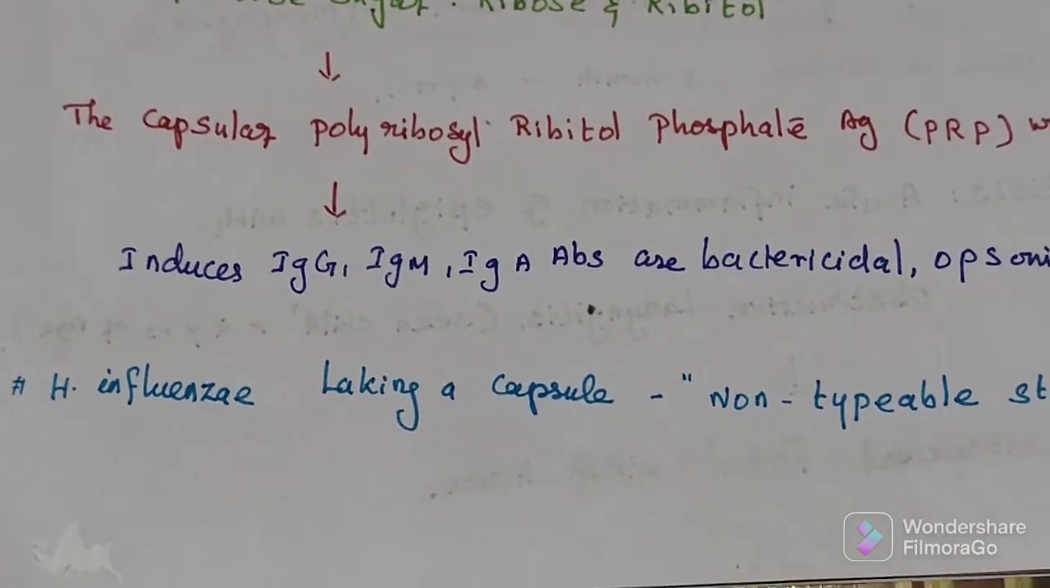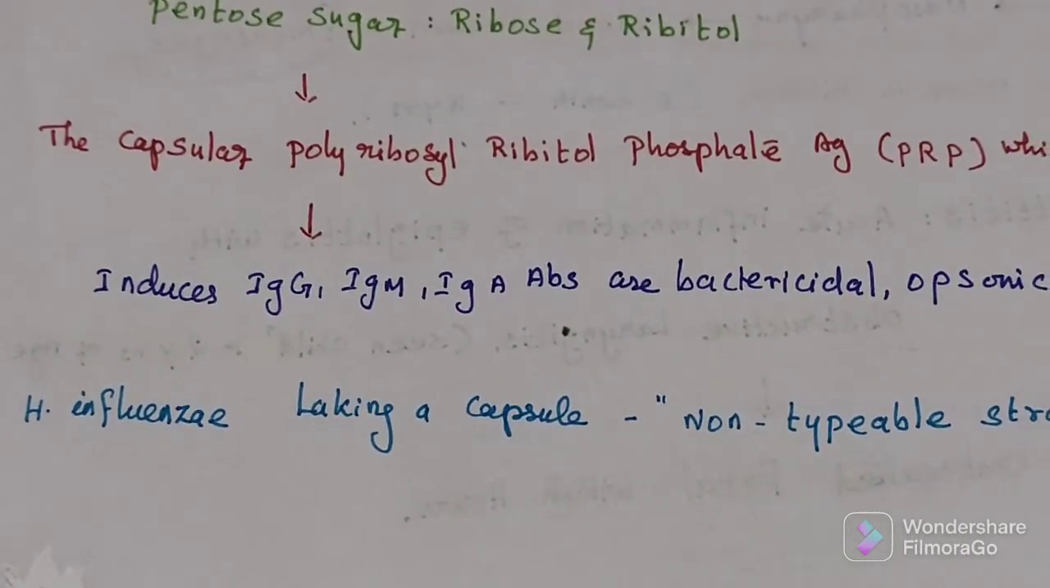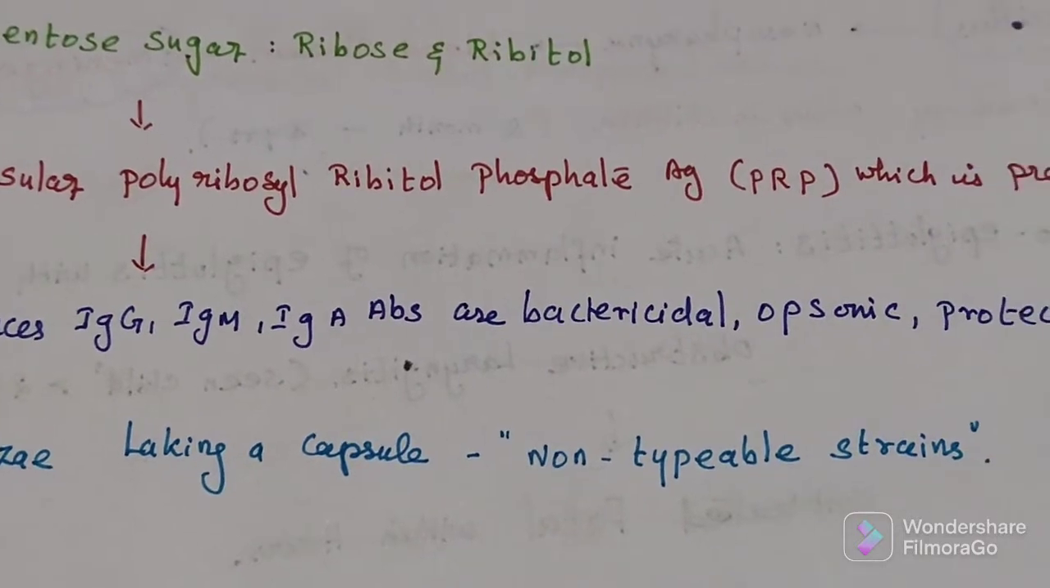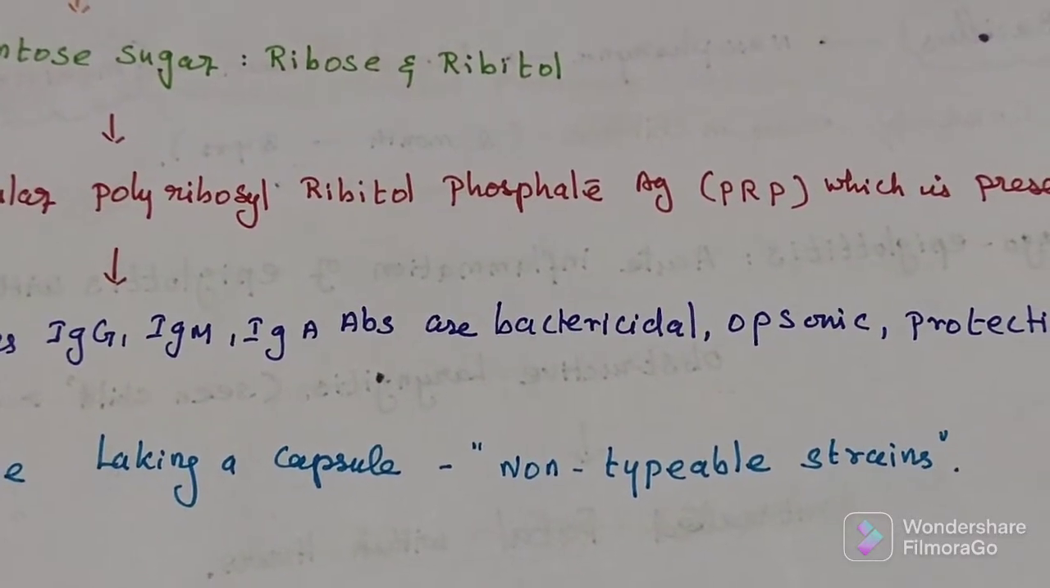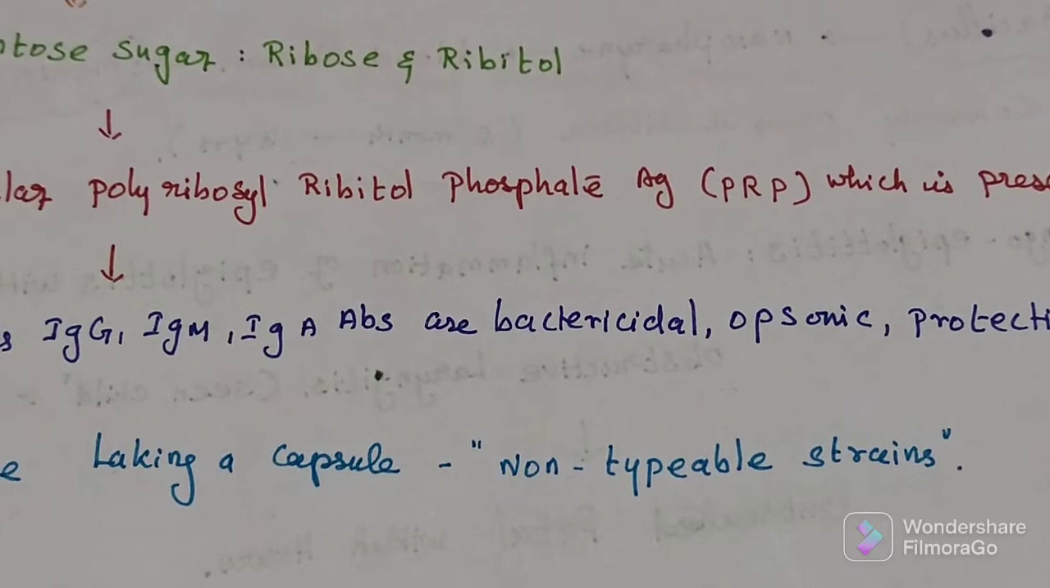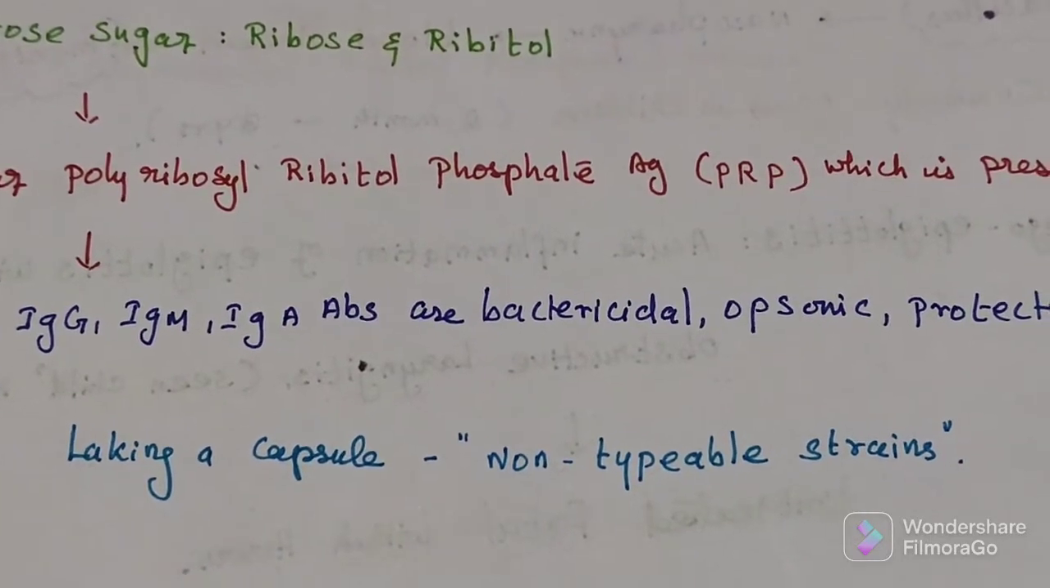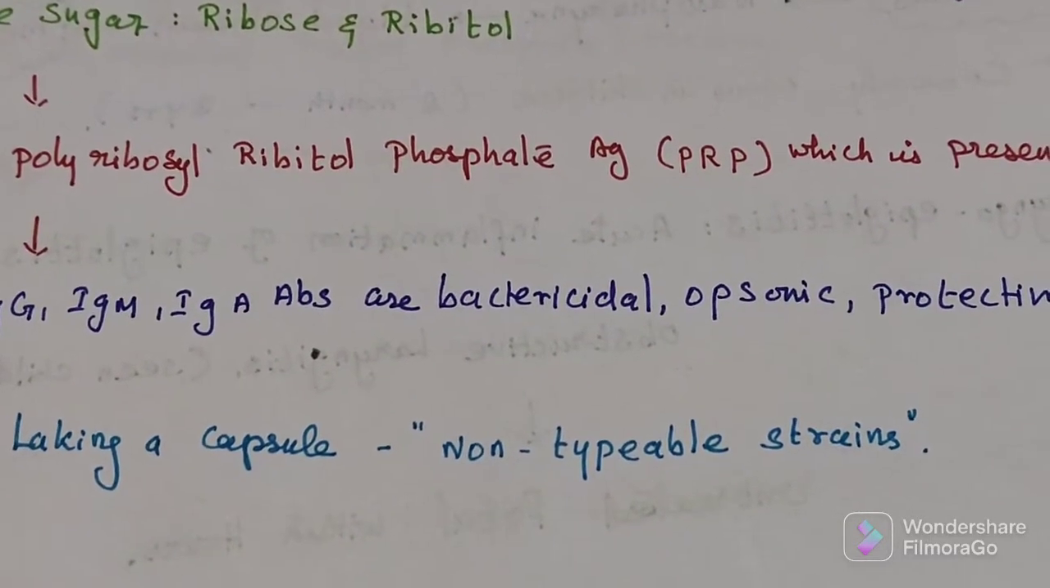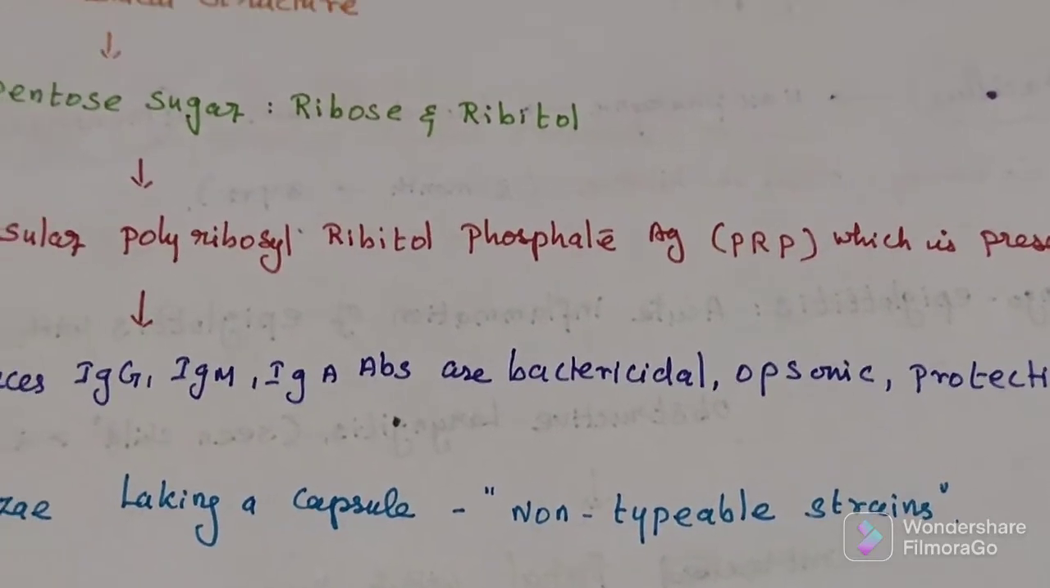Haemophilus influenzae strains which lack a capsule are called non-typable strains.